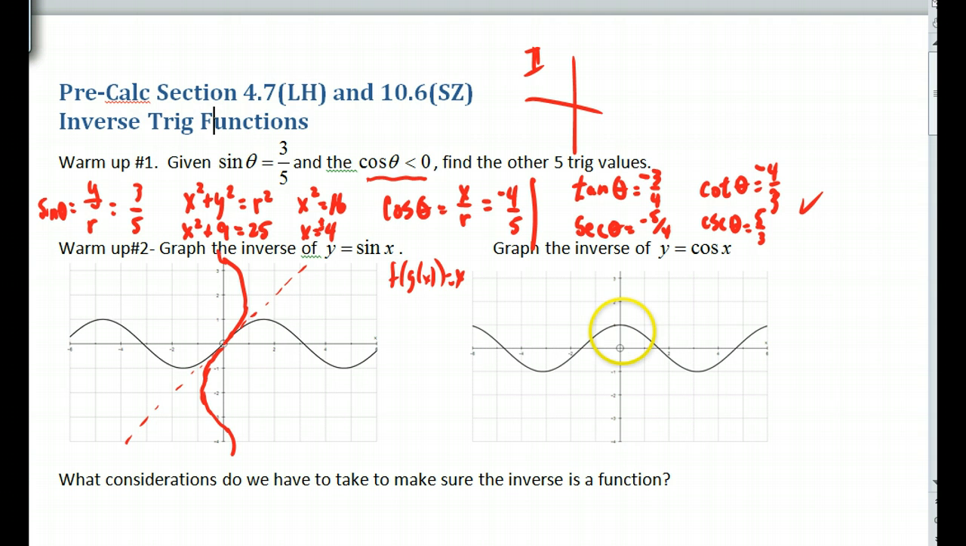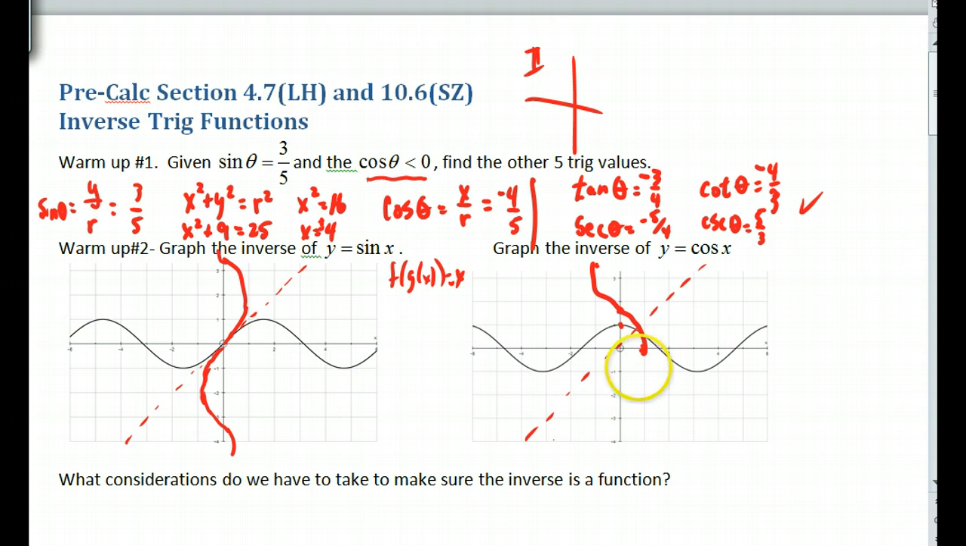Okay? And now this one's a little bit trickier. I like to just take a point 0, 1 and change it over to 1, 0. So that's what I'm going to get there. If I take some other points, this is pi over 2, 0. So I'm going to plot 0, pi over 2. And then this one is pi, right? Pi, and then that would be at negative 1. So just above 3, I'm going to be at negative 1. So I'm going to get something that looks like this.